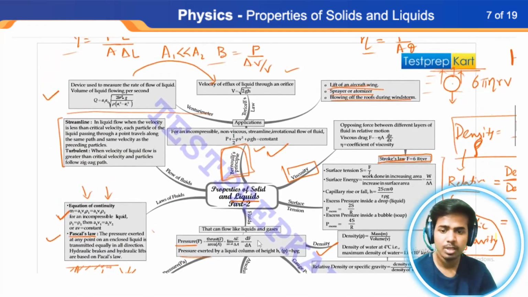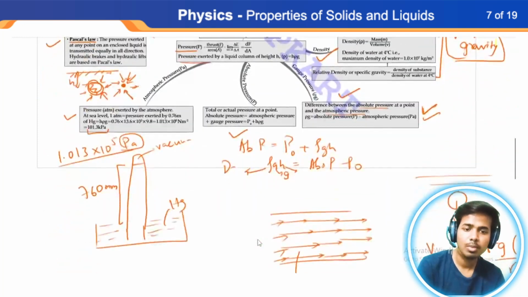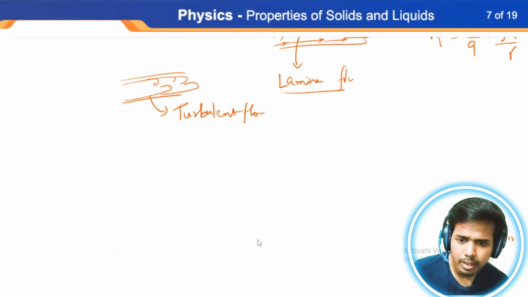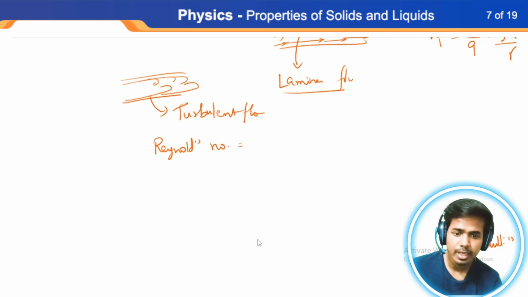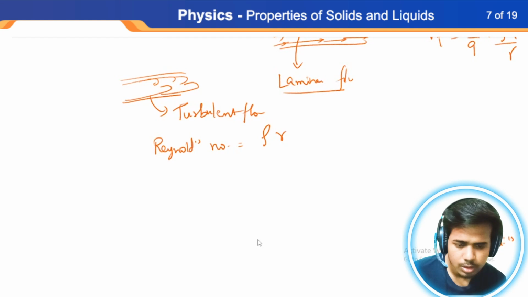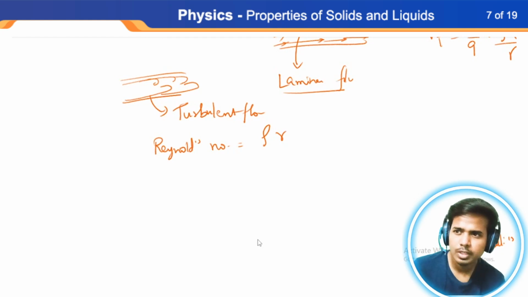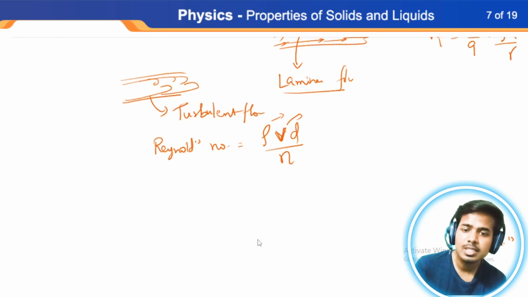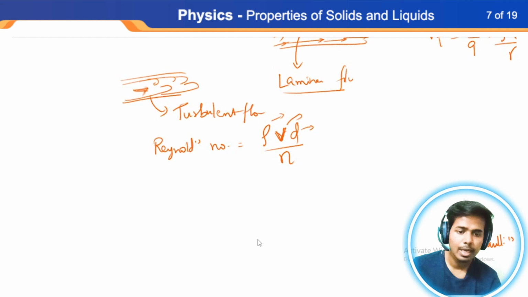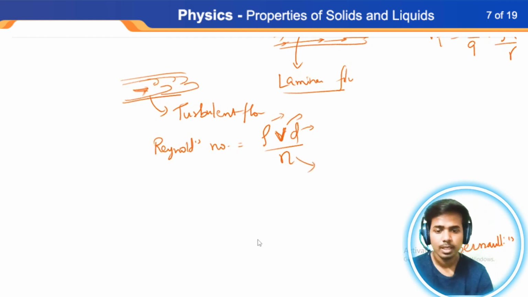So this was about the laminar flow, and there is this number. I think it is not given in the mind map. It is called Reynolds number. It is given as rho vd divided by eta, where rho is the density of water, v is the velocity at the middle point, d is the diameter of the pipe, and eta is the viscosity.